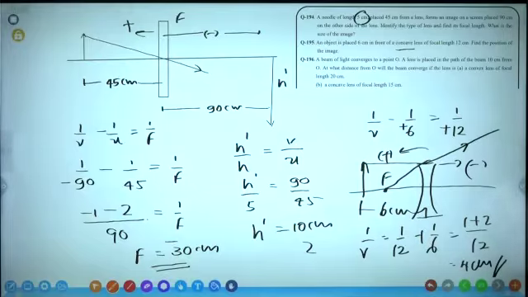Image distance, no? Image distance is 4 centimeter. It's a diminished one. Right, 196. See the process.